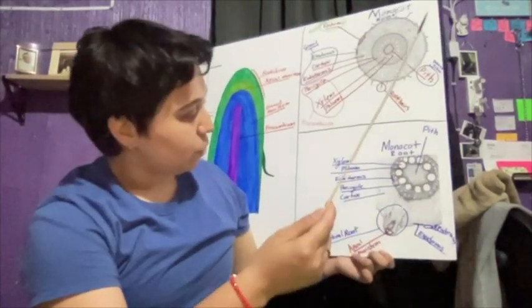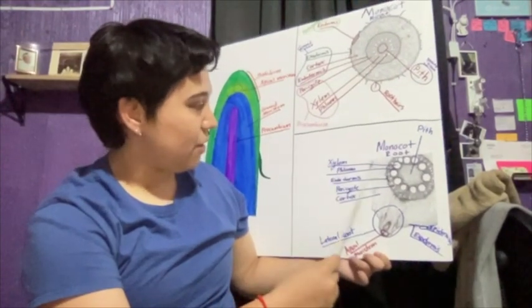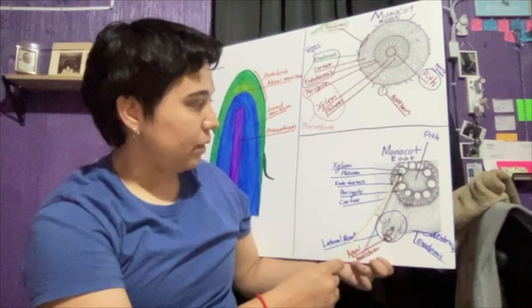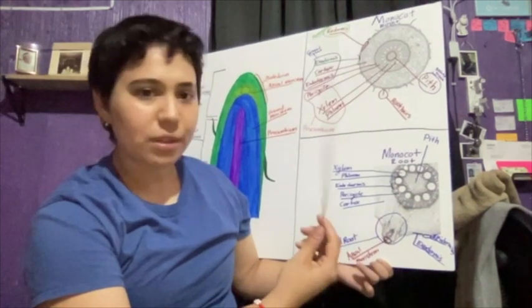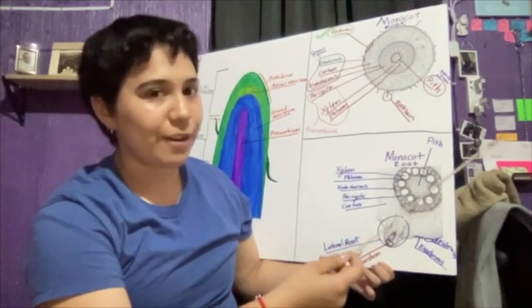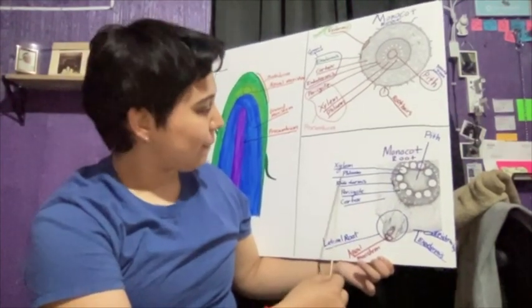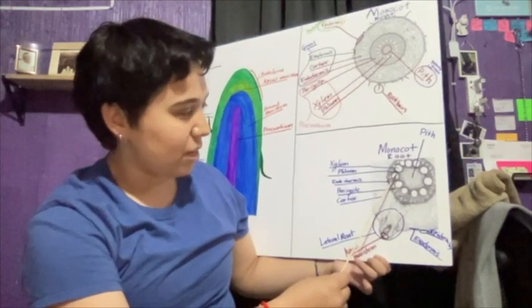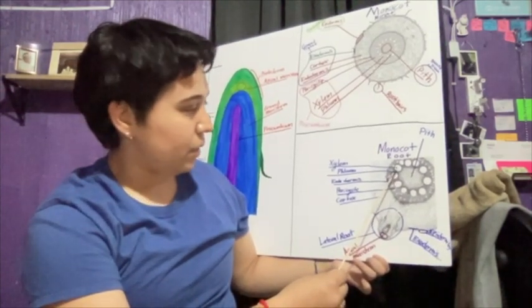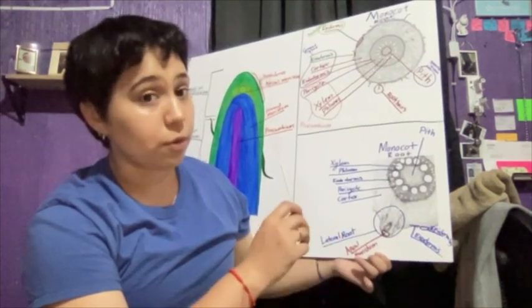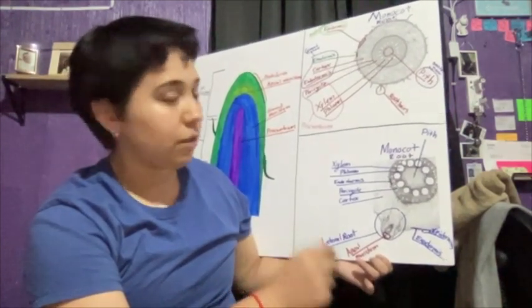All right, time to label. Here is the xylem. This moves water throughout the plant. And then there's the phloem, which is right here in between the xylem. This helps move food throughout the plant body.